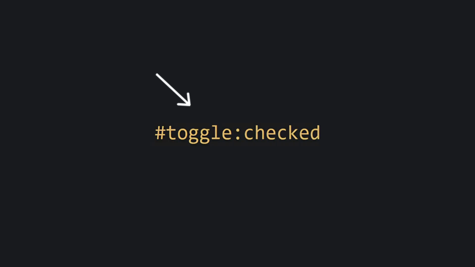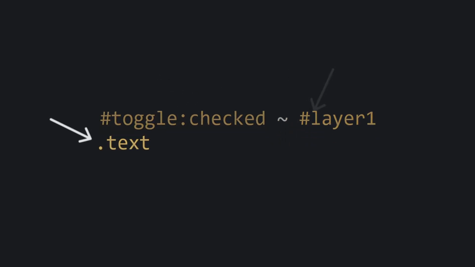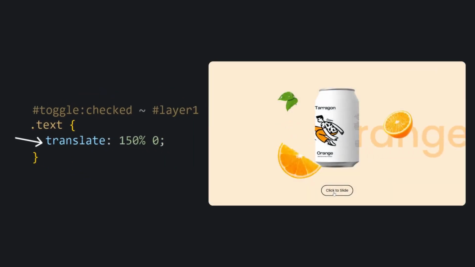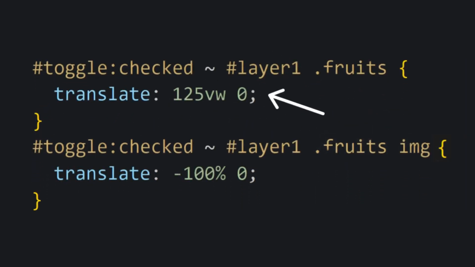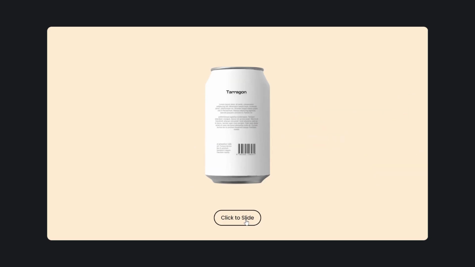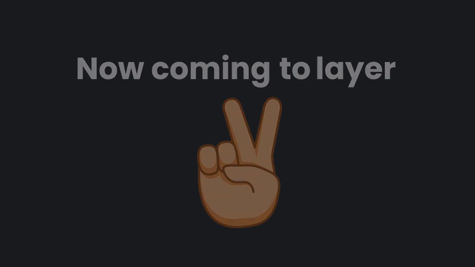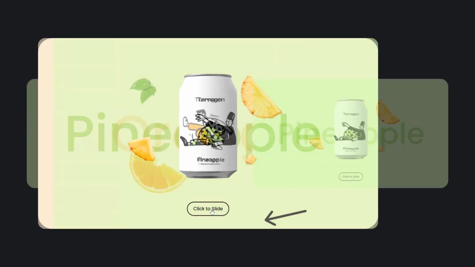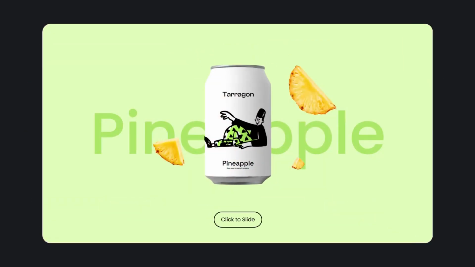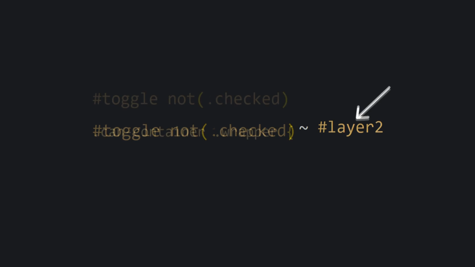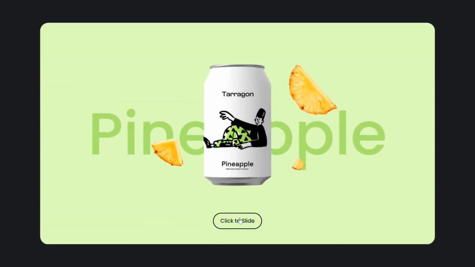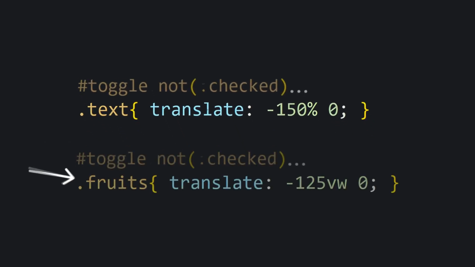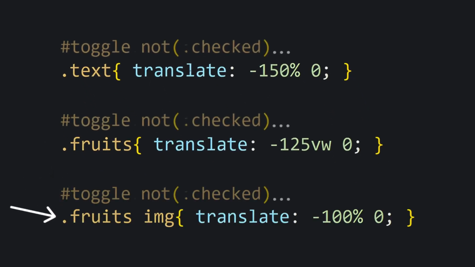Similarly, when the checkbox is checked, target the layer 1 text element and translate it to left 150%. Finally, target the fruits and fruit images and translate them as shown. Now coming to layer 2, the elements are arranged when toggle is checked, which is the reverse of layer 1. So when the checkbox is not checked, target layer 2's wrapper and change its position as shown. Similarly, translate the text, fruits container, and fruit images as shown.